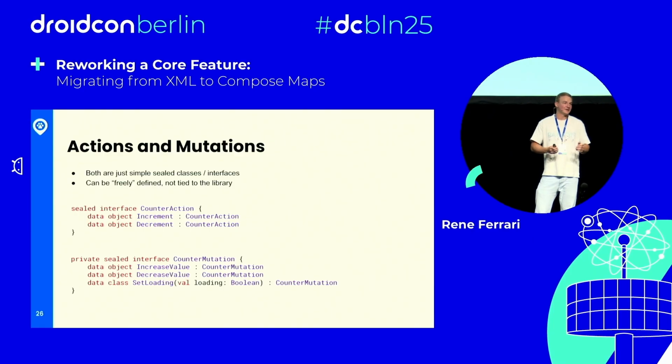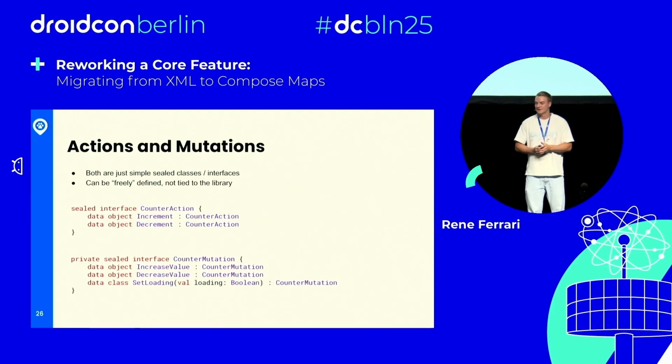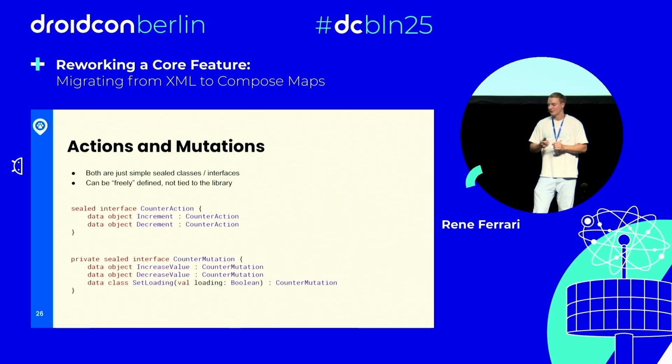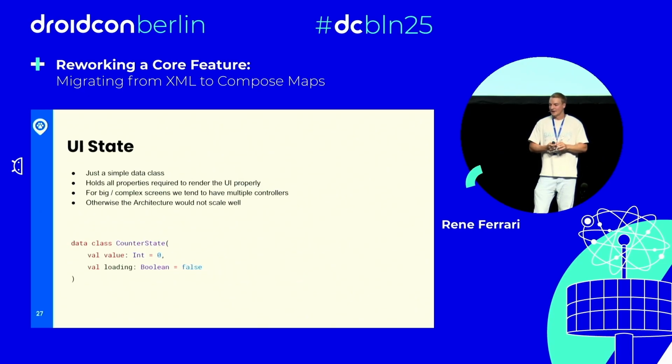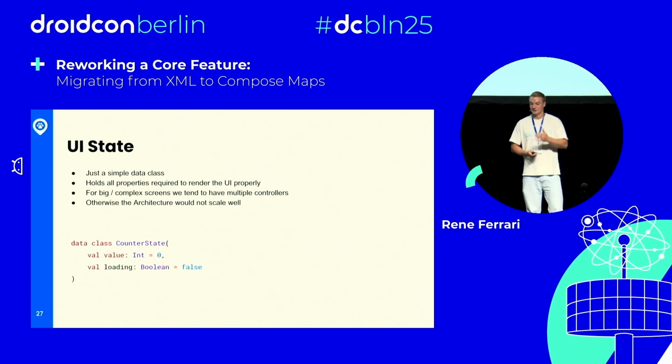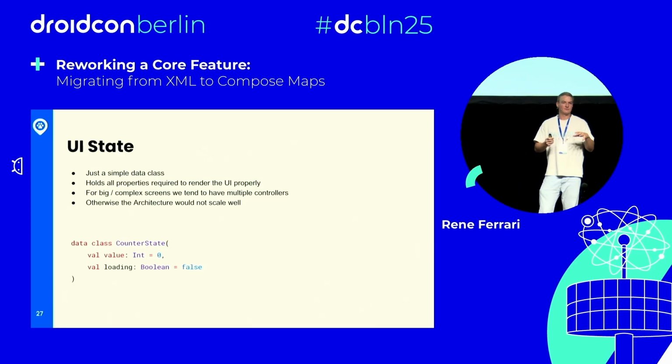You can freely define your actions or mutation updates. There's no restriction from the library, which makes it quite nice. So you have an increment action, which leads to an increase value mutation, decrement as well, and a loading state. Then the resulting UI state you have to define again, just a regular data class, which holds the current value here and the loading state. And for simpler screens, we usually have one controller inside a view model.